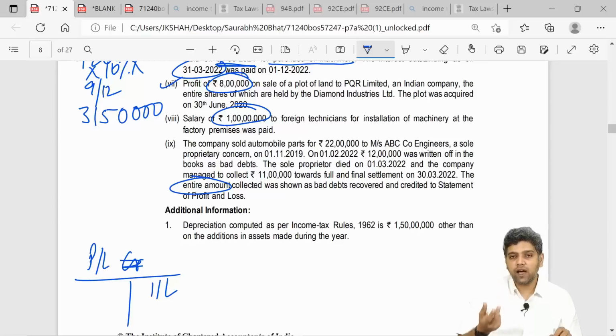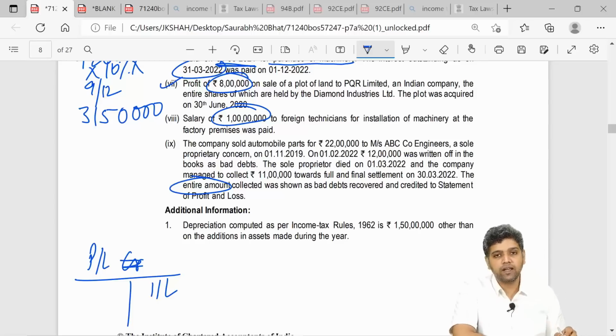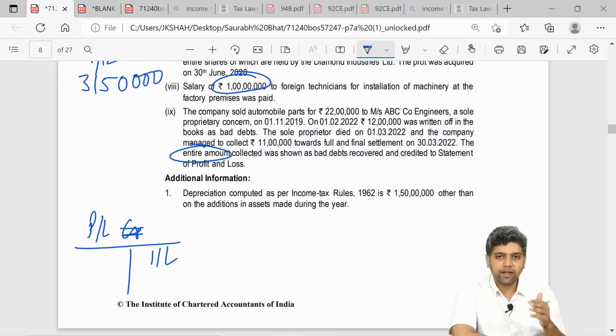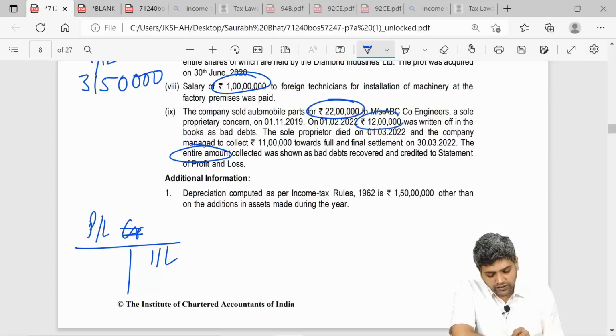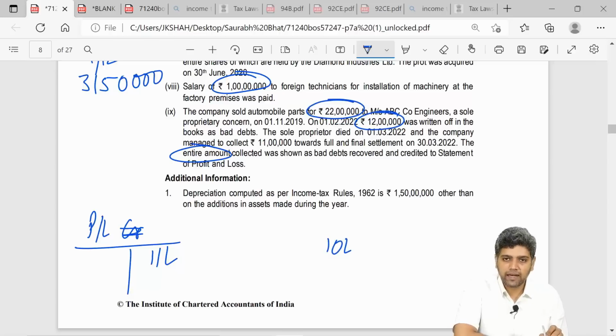How much is the actual amount of income which arises on account of recovery of bad debt? So we know that whenever there is recovery of bad debt, section 41 subsection 4 says whatever is the recovery in excess of the unallowed portion, that excess would be regarded as taxable under 41(4). So over here I have sold machinery for 22 lakhs, out of which I claimed 12 lakh rupees as bad debt. So how much is the unallowed portion? 10 lakhs, 22 minus 12. I have recovered 11 lakh rupees against that. So the actual amount of taxable income is 1 lakh.